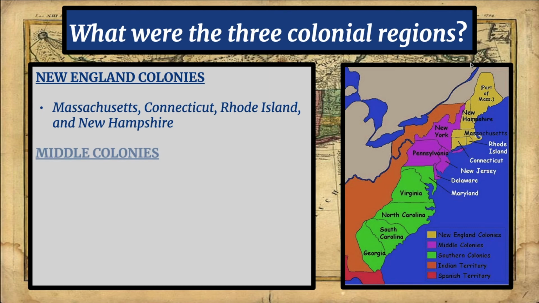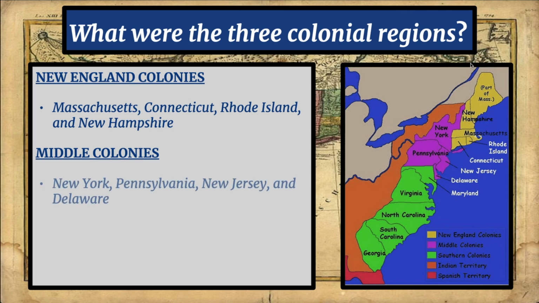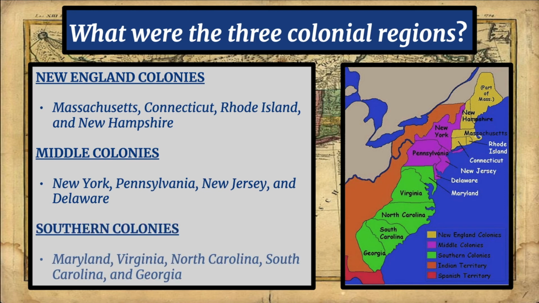There were also the middle colonies, conveniently, more or less in the middle of the map, and they were New York, Pennsylvania, New Jersey, and Delaware. If you can identify that on a test, you will do well. And then the southern colonies were Maryland, Virginia, North Carolina, South Carolina, and Georgia. The southern colonies specifically were heavily reliant on slavery.